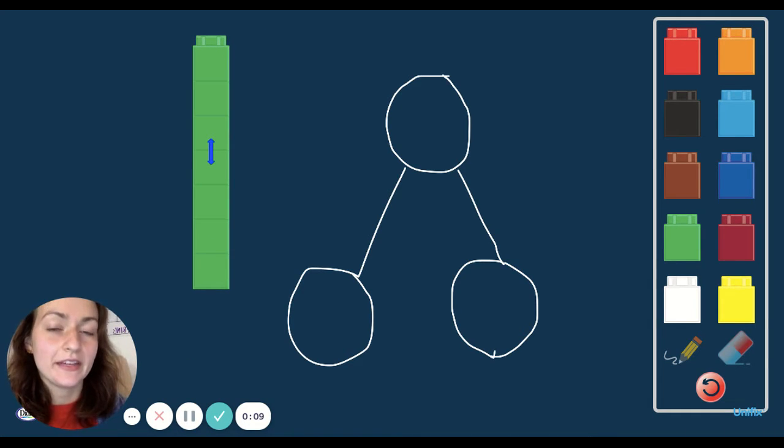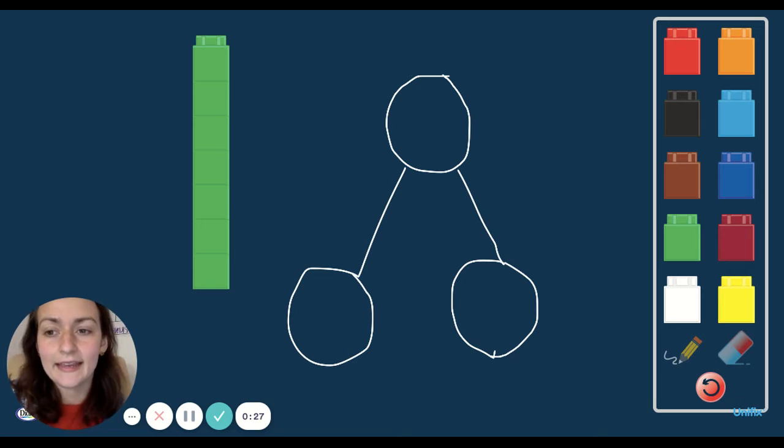So make sure you have your linking cubes out and your number bond organizer available. If you don't have your number bond organizer, remember you can use a regular whiteboard and you'll just draw your number bond just like I did. So let's go ahead and get started.